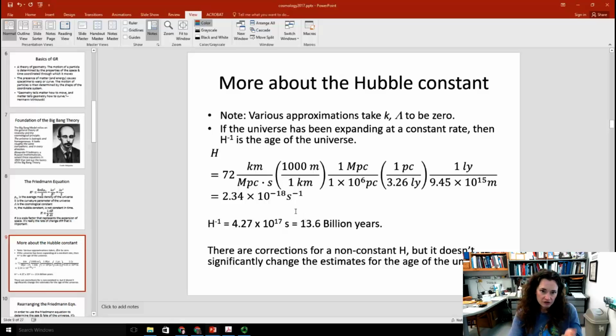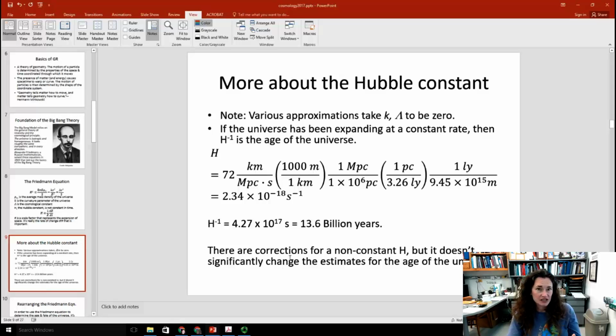Now, if I take the inverse of that number, then I get a time. And that time is the estimate of the age of the universe. So that is 4.27 times 10 to the 17th seconds. And if you put that in years, it's a number that might look kind of familiar if you listen to the opening line of the Big Bang Theory, that little jingle. 13.6 billion years, okay? So there are corrections that you can do for a non-constant Hubble constant.